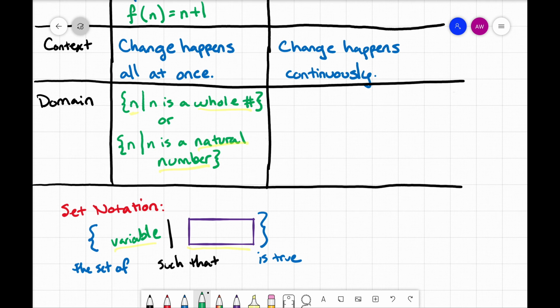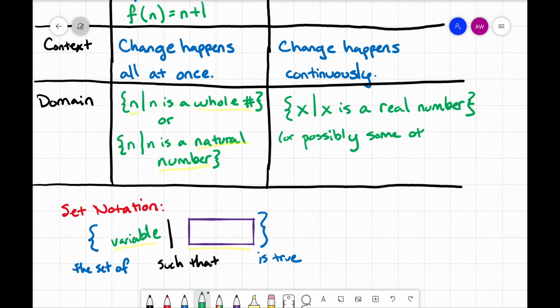The domain for the continuous function, we have the set of x such that x is a real number, is true. Or we could say it's possibly some other subset of real numbers, such as only positive numbers. We can still have more than just whole numbers, but they need to remain positive, something like that.